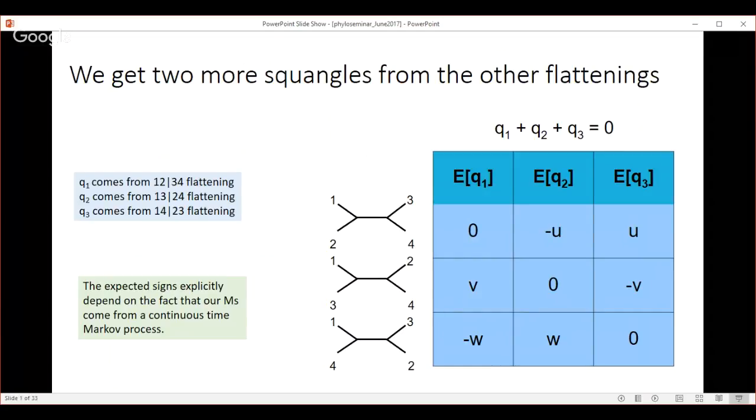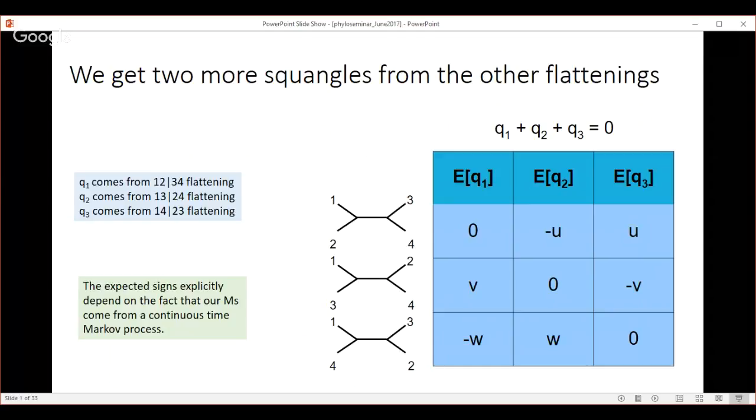Anyway, so we've got three of these squangles, these Markov invariants, one coming from each of our possible flattenings. A few interesting things about them. They're not linearly independent. They must sum, for any particular data set. If you compute those three polynomials, they have to add to zero.